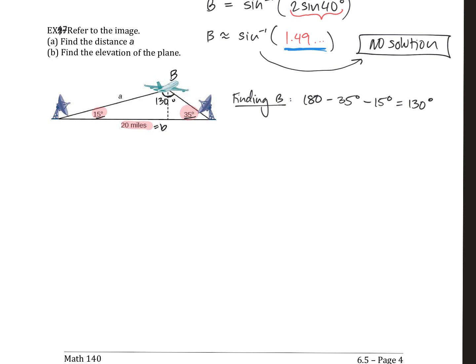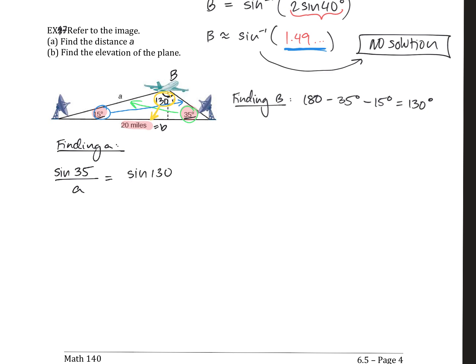Using the law of sines, what can we set up? Well, A corresponds to 35, so I know I'm going to use that. So sine of 35 over A equals, and then do we have any of the other ratios? Well, we can't use 15 because we don't know the side for 15. But we can use 130 because we know the side for 130, which is 20.